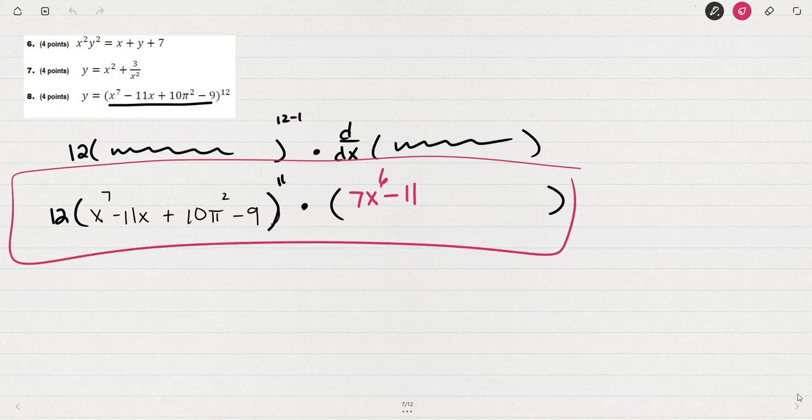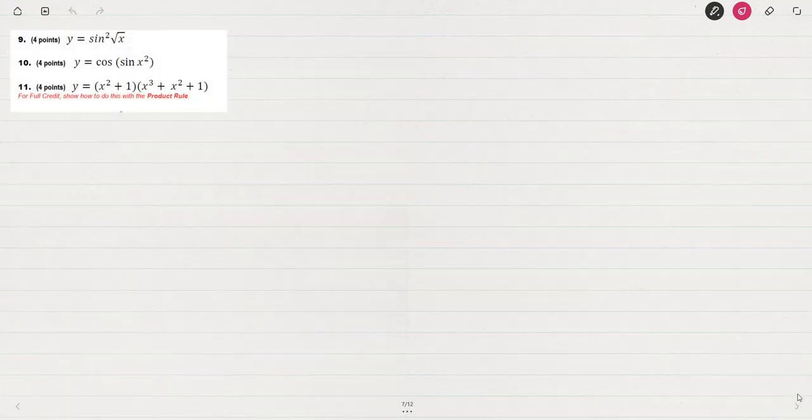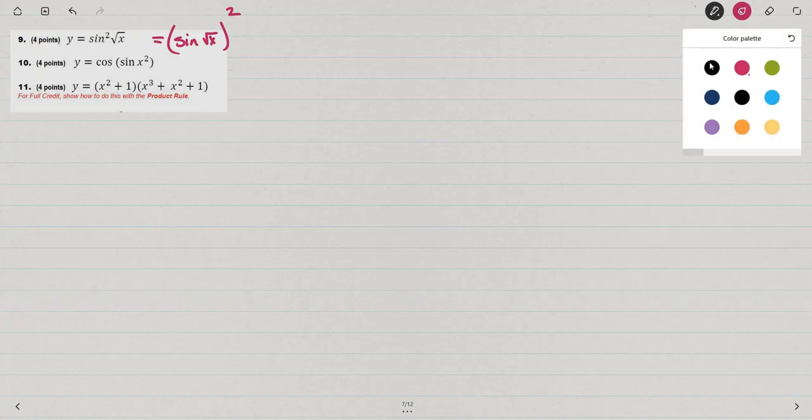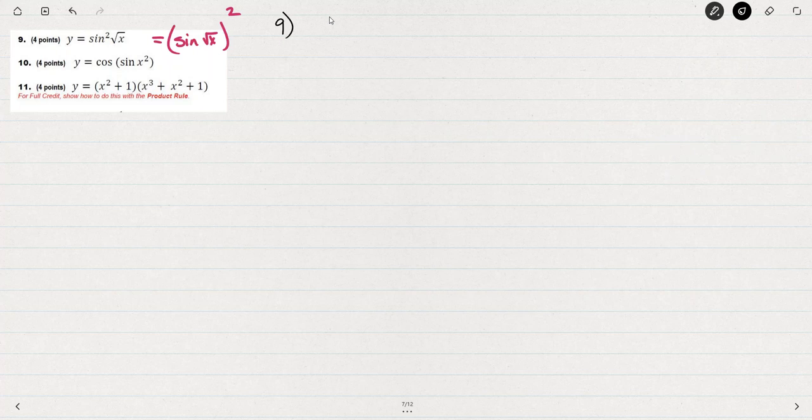Let's look at number 9. For number 9, I need to apply the power rule, and it might help if you think of this as the sine of square root of x, squared. So when I apply the power rule, that might be helpful. For number 9, the outer piece is 2 times the sine of square root of x to the first power. So just 2 sine of x.